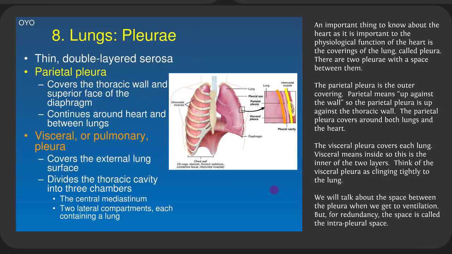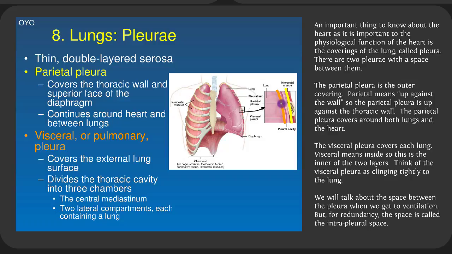An important thing to know about the lungs, as it's important to their physiological function, is the coverings of the lungs called the pleura. There are 2 pleura with a space between them. The parietal pleura is the outer covering. Parietal means up against the wall, so the parietal pleura is up against the thoracic wall. The parietal pleura covers around both lungs and the heart.